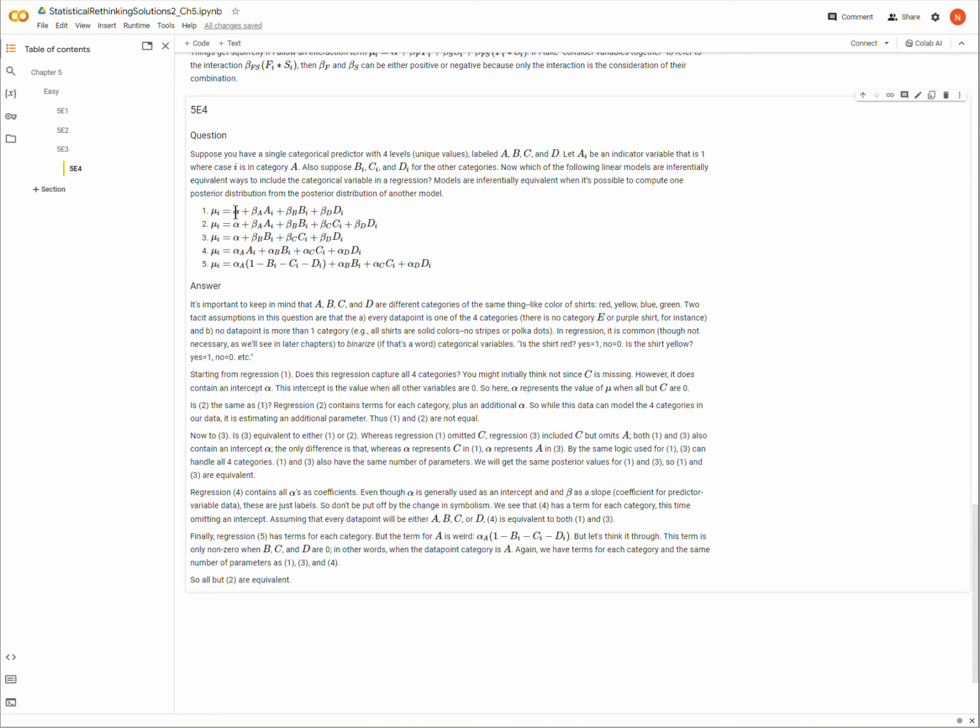So remember that our intercept, if we have a single intercept, is the value of mu in this case when all other explanatory variables are 0. So if A is 0 and B is 0 and D is 0, so in other words, it's not category A, it's not category B, it's not category D, assuming that every data point is either A, B, C, or D, then that means that alpha actually represents the effect of C on mu. So alpha in this case would be similar to beta C, right?